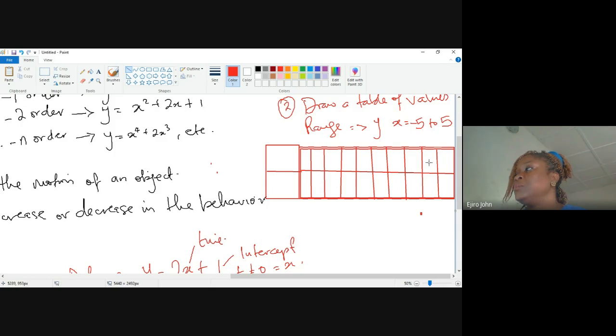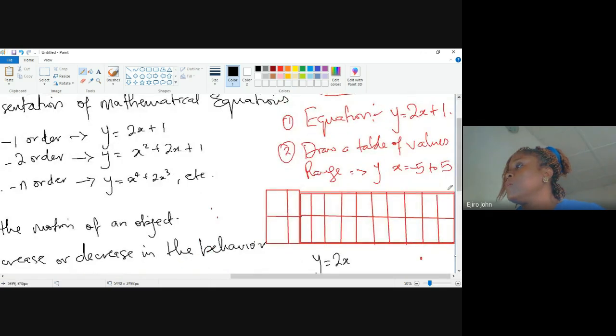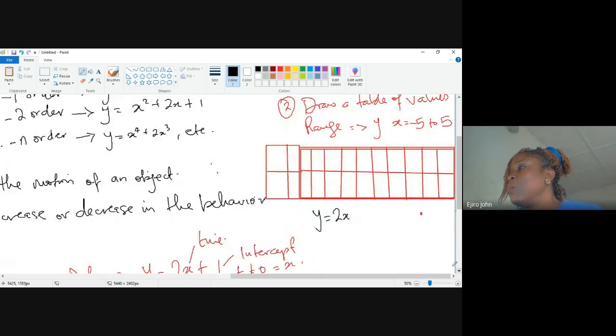So we have 1, 2, 3, 4, 5, 6, 7, 8, 9, 10, 11. How did I get this number? Remember, the equation is y equal to 2x plus 1. And our range of values is to find y when x is from -5 to plus 5.